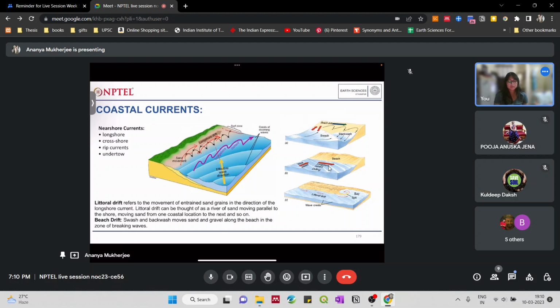And this usually happens in the surf zone area. There is another drift, that is littoral drift. It refers to the movement of the sand grains in the direction of the longshore current. It can be thought of as a river of sand moving parallel to the shore. And then you have beach drift. This is due to the swash and backswash movement of the sand and gravel along this surf zone, this breaking zone. Surf break zone, if you can call it.